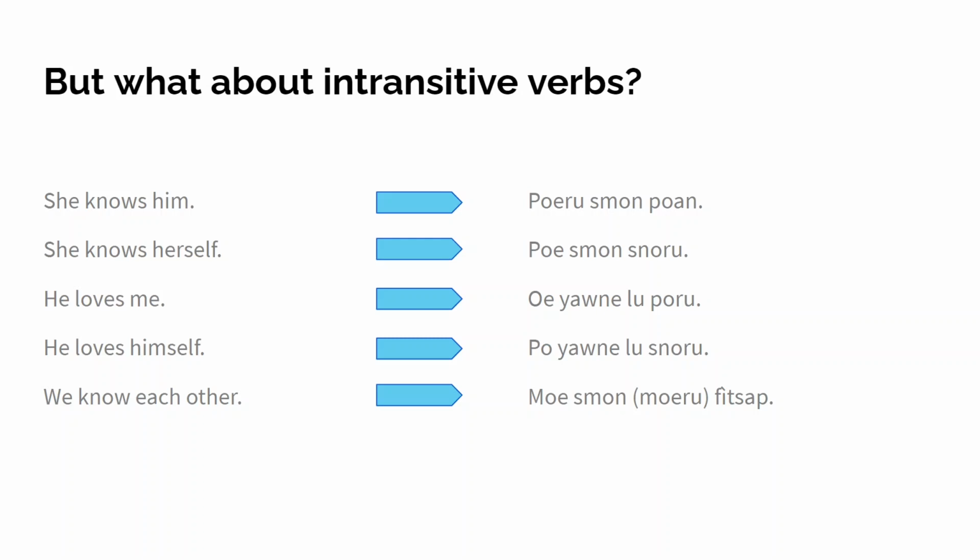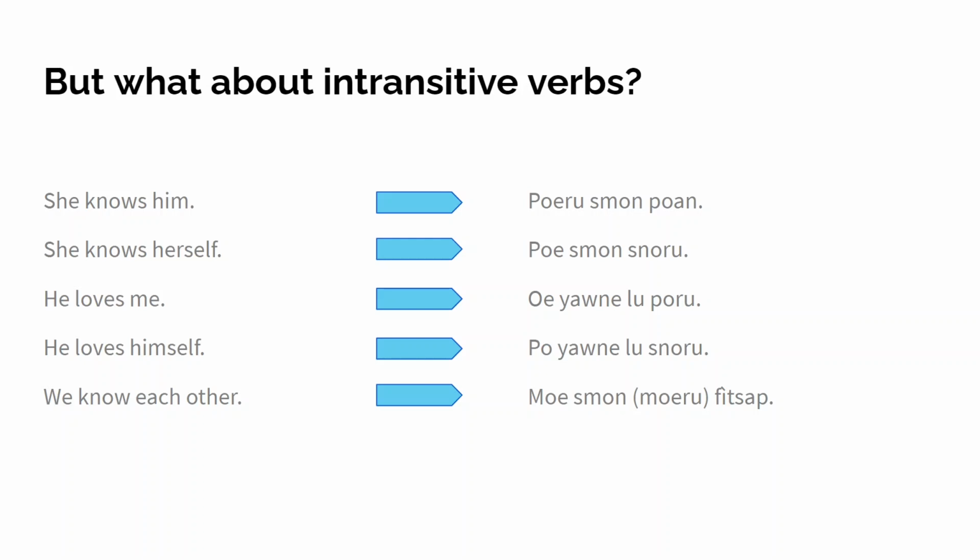The same can be done with the sentence I love you or something like that. So one example sentence is he loves me. Oe jaune luporu, literally I am beloved to him. We can now change this into po jaune lu snoru, which literally then means he is beloved to himself, so he loves himself. This also works with fits up, of course.